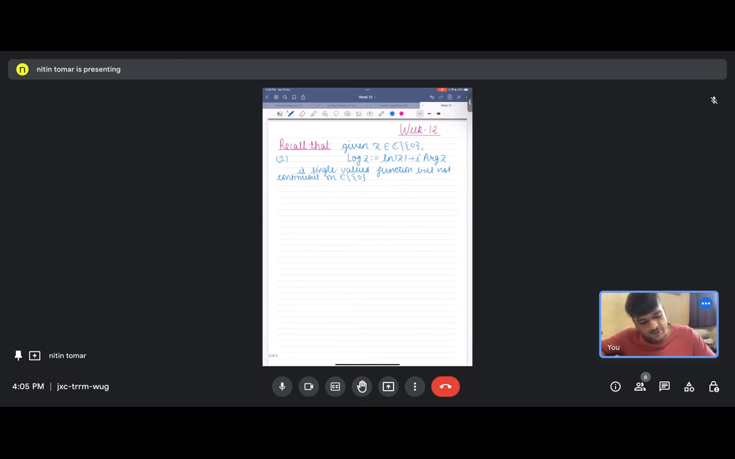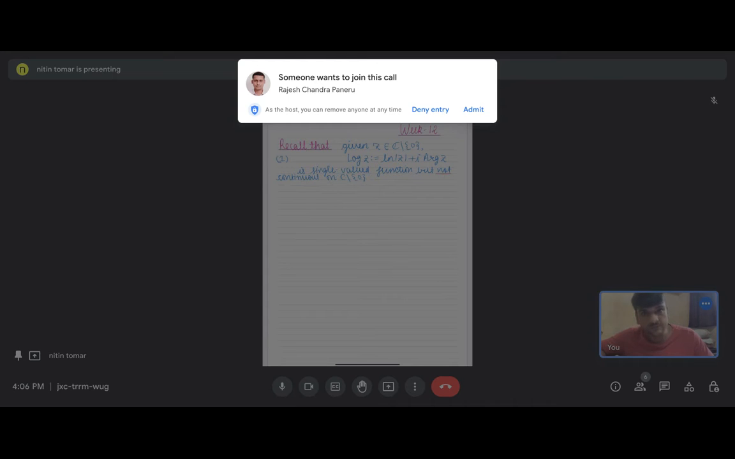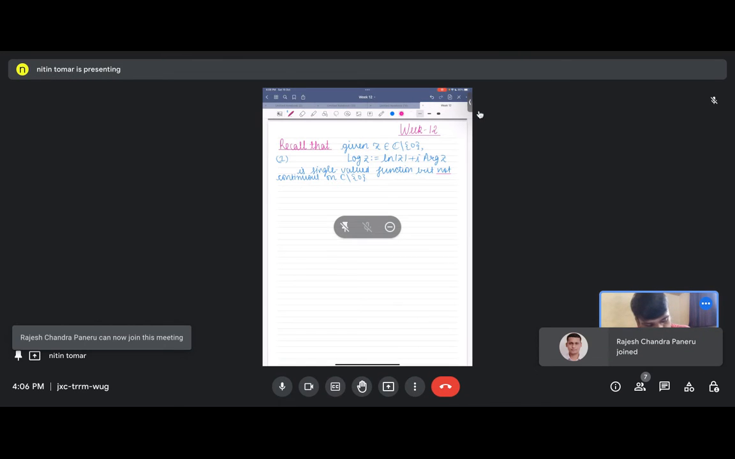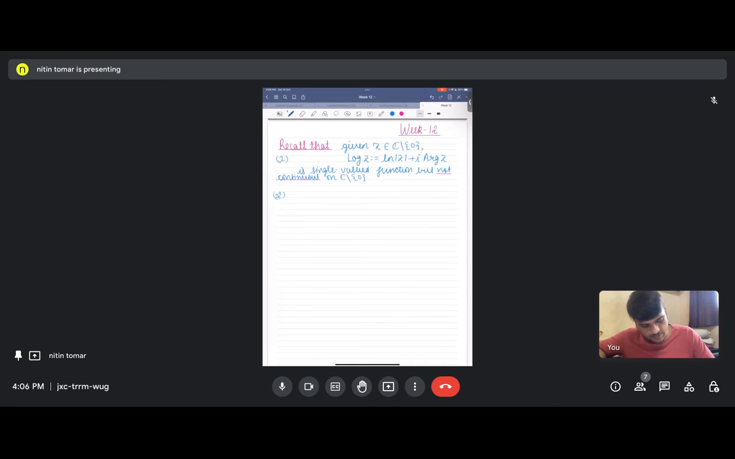So for continuity, what did we do? We removed the negative x-axis. Exactly. So first, our domain was this, omega. But then we took another domain, let's say omega 1, which is C minus the negative axis. This is a subset of omega, and this is a domain.